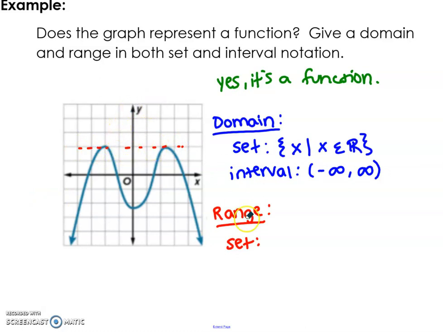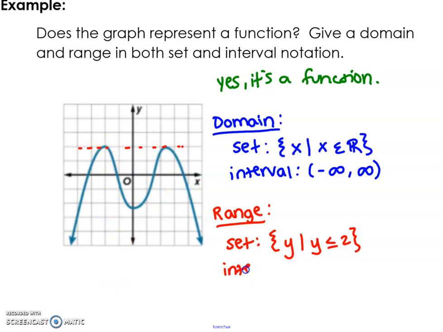So our set notation, again, we're still going to use those curly braces, and we're going to say in this case y, since range is y, such that y is less than or equal to 2, and then close our curly braces. Right? This is showing us that it doesn't go above 2, so everything from 2 and below.